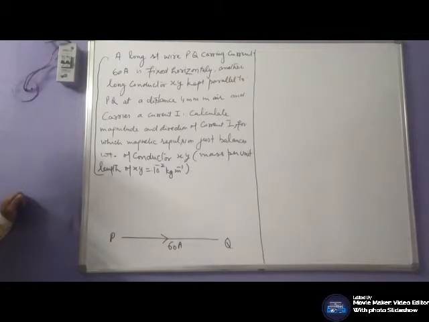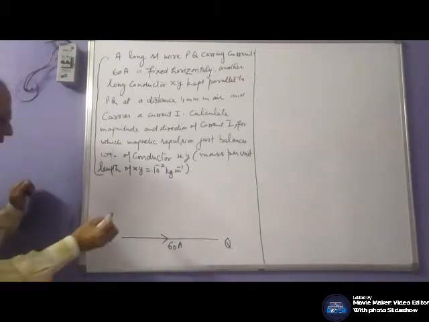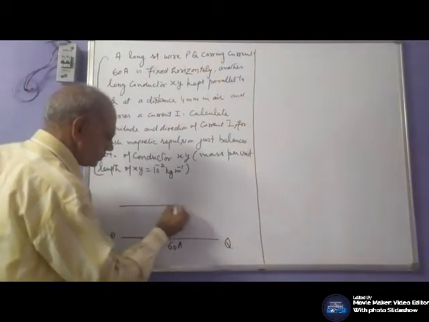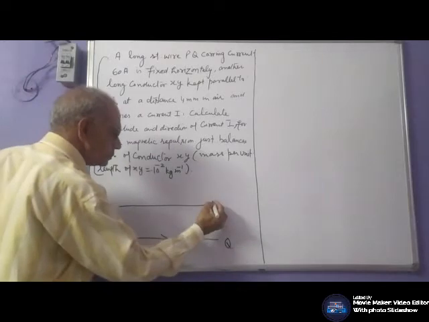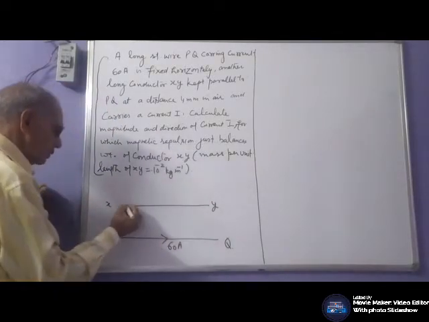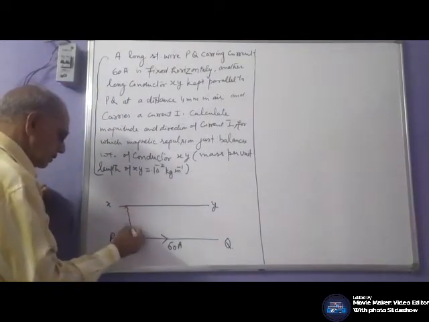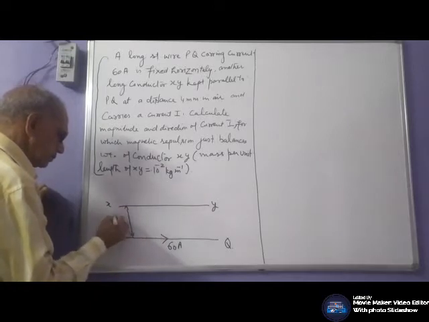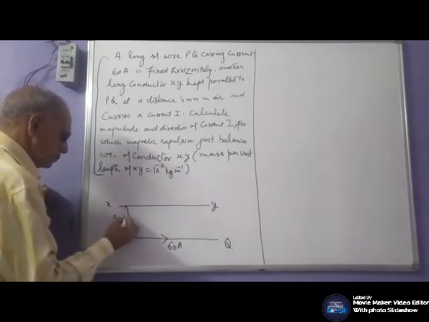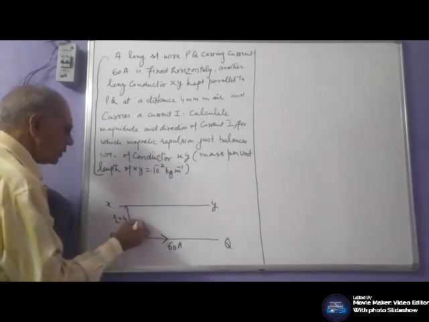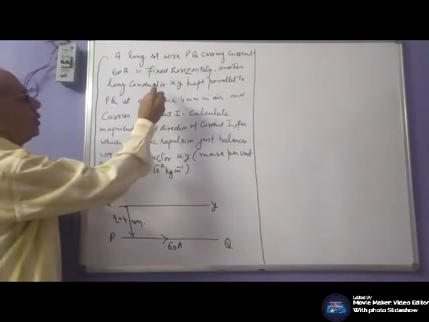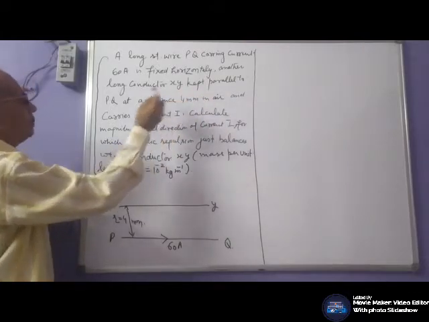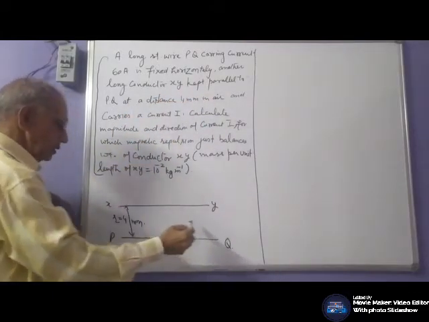Another long straight conductor XY kept parallel to PQ at a distance. This is XY. This is placed at a distance, millimeter. Another long conductor XY kept parallel to PQ. This is PQ.